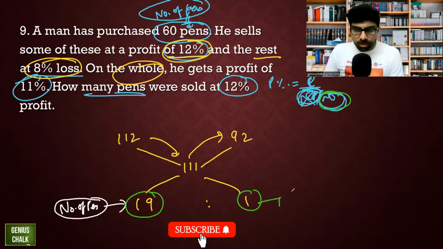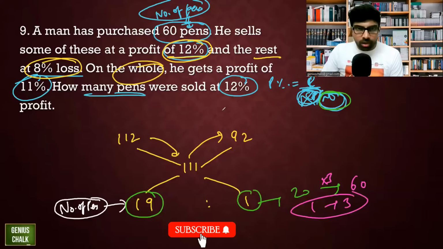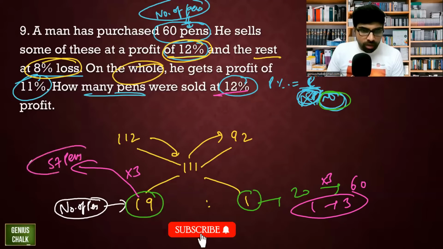So overall I purchased 20 pens. But actually, as per the question, I have purchased 60 pens, so 1 unit is giving me the value of 3. It's asking how many pens were sold at 12% profit. If 1 unit is 3, what is 19 units? 19 into 3, that is 57 pens. 57 pens, right? So this is how we apply alligation.